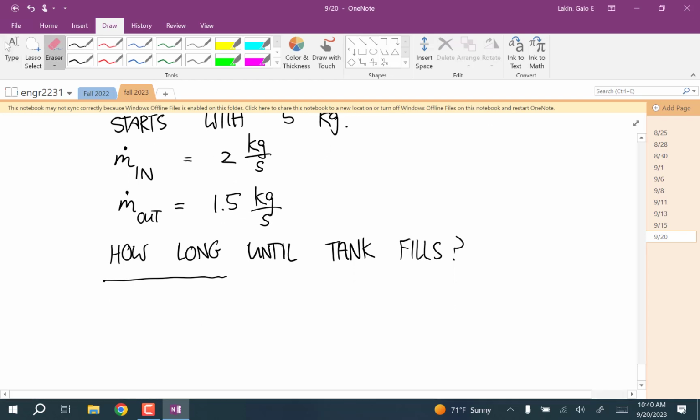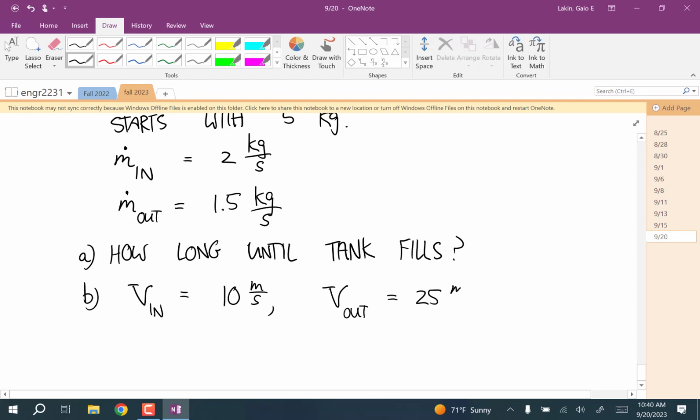And let's do a part B also. So that's going to be the first part. For the second part, let's say the speed of the water coming in at the inlet is 10 meters per second. And the speed going out at the exit is 25 meters per second. What are the areas of the openings at the inlet and the exit?